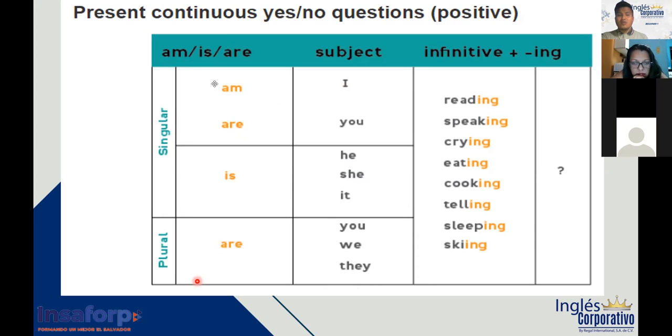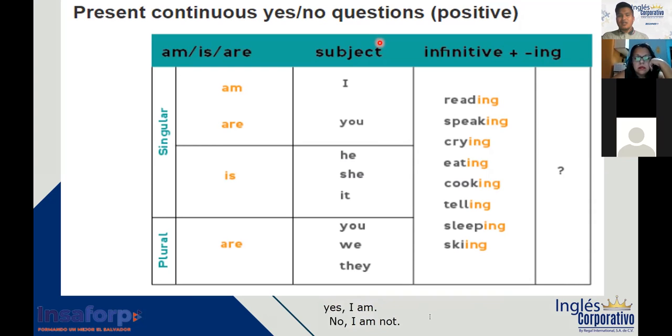¿Qué significa? That when someone asks you a question like this, cuando alguien le haga una pregunta como esta, you are going to answer either yes or no. For example, if someone asks me, are you speaking? I'm going to say, de forma corta, the short answer, yes, I am. Yes, so that's the short answer. What if someone tells me no? I will say, no, I am not. And that's the very simple way to say it.